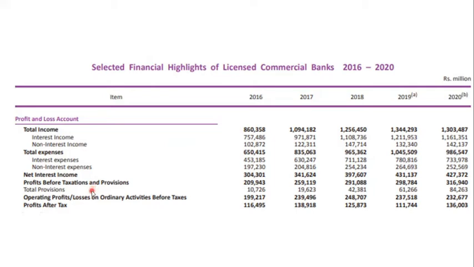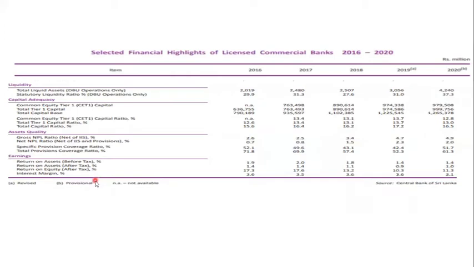Accordingly, net interest income also improved from 0.3 trillion to 0.427 trillion as of 2020. Profit after tax also been increased from 116 billion from 2016 to 136 billion in 2020. This manifests some of the financial highlights of commercial banks.